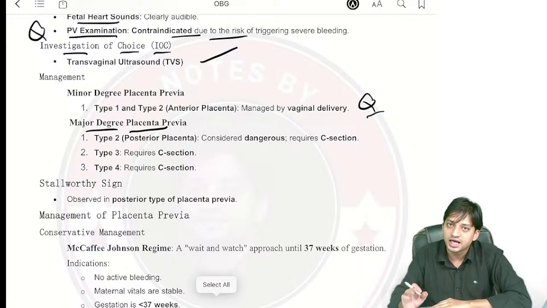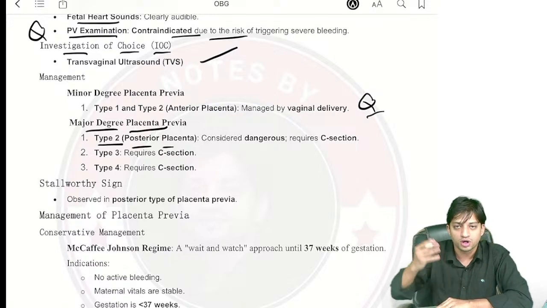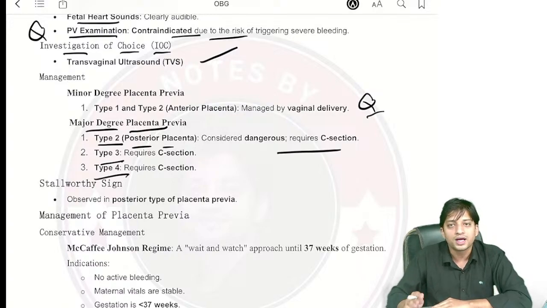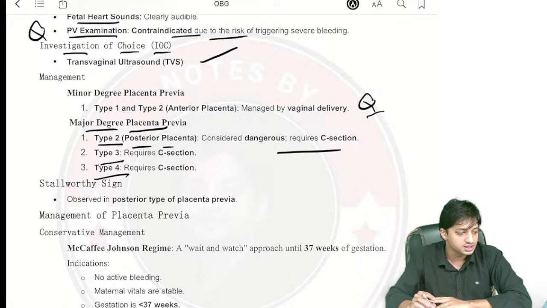And what are the major types? Just have a look. You have the type 2 posterior placenta, and the type 3 and type 4. Completely they are requiring C-section. Right, guys?